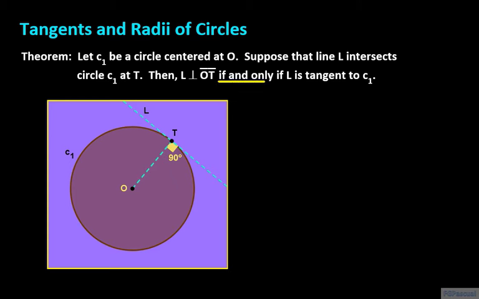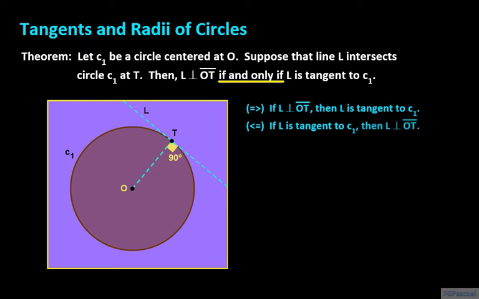Because the theorem is an if and only if statement, we have to prove two statements. First, we prove that if L is perpendicular to OT, then L should be tangent to the circle. Then we prove the reverse direction, or the converse of the first statement. That is, if L is tangent to the circle, then L should be perpendicular to the radius. So let's take on the proof of the first statement.